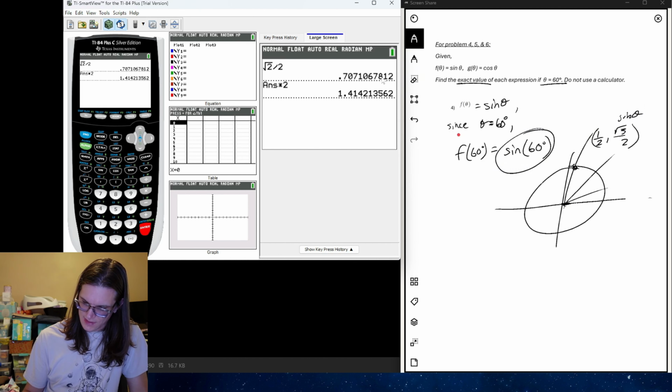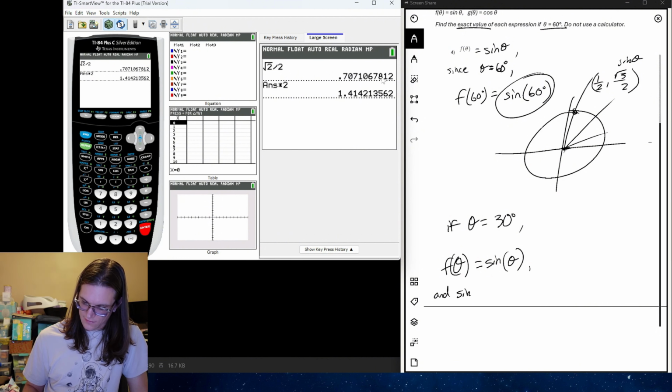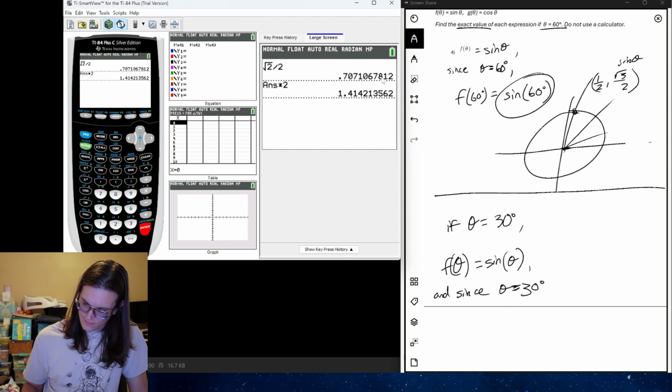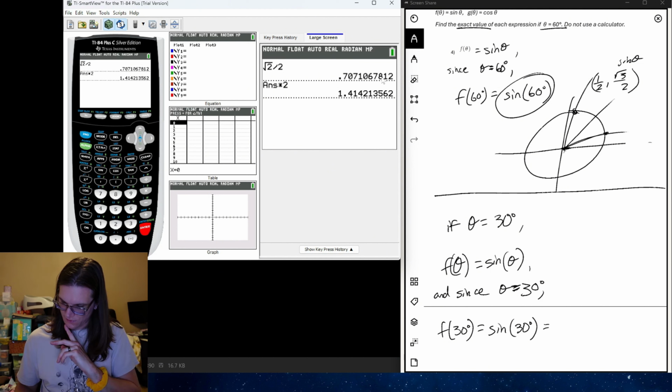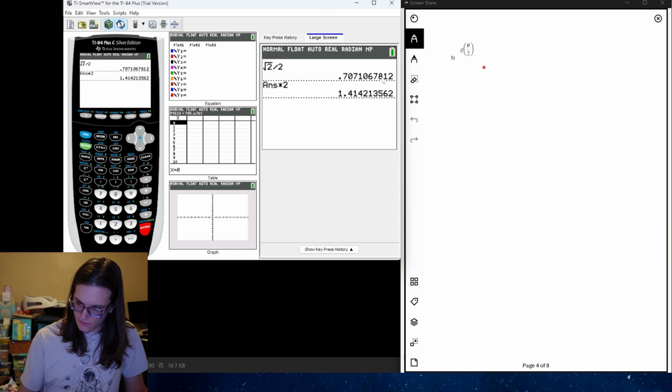Yeah, so if this same thing, if theta were 30 degrees, then we would solve it the same way by saying, okay, f of theta equals sine of theta, that's the function. And then since theta is 30 here, right, this is a new problem. Since theta is 30, f of 30 degrees is sine of 30 degrees, which we did a second ago, which is 1/2.